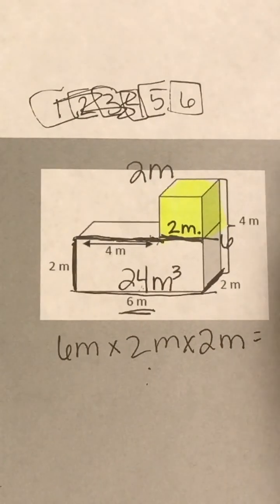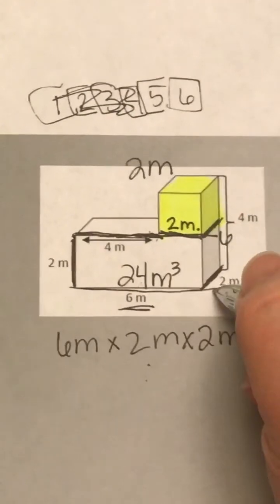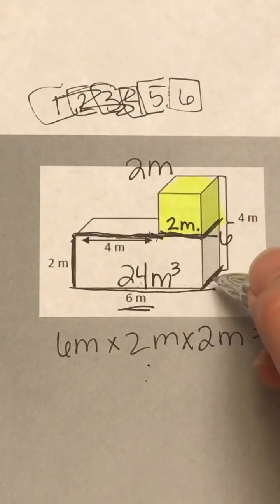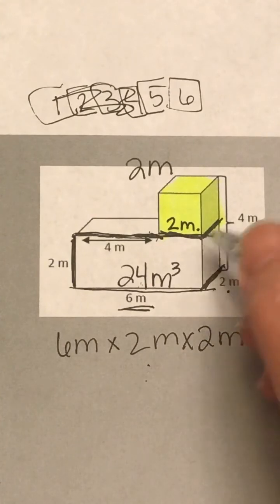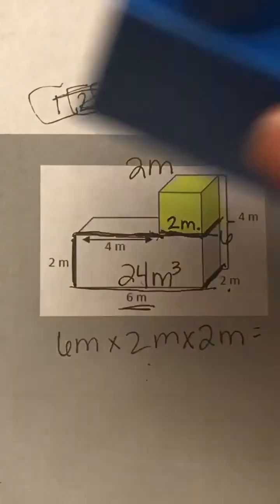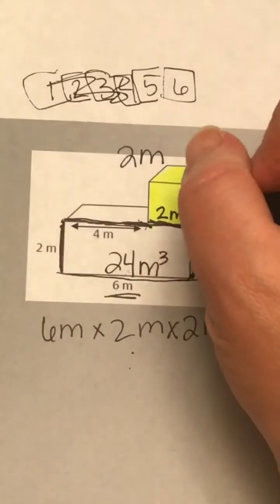Now, I'm going to use the same idea that I used in the last box, and because these are non-overlapping, since this edge is 2 meters, that means that this edge must also be 2 meters because they line up perfectly. So if this is 2, this has to be 2.